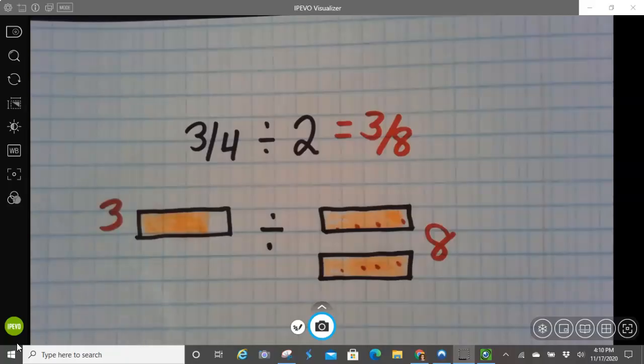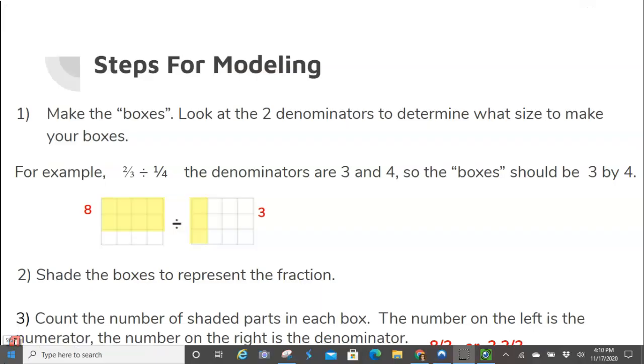And this is a way that you can use one method to do all of your modeling. If you understand modeling and you want to use a different method, that is totally fine. I just want to show you that you could use this one method 3 different ways. Hope you're better with modeling now. Remember, just make the boxes, look at the 2 denominators to determine how big to make the boxes, shade the boxes to represent the fraction, and then count the number of shaded parts in each box. The left side is the numerator, the right side is going to be your denominator.